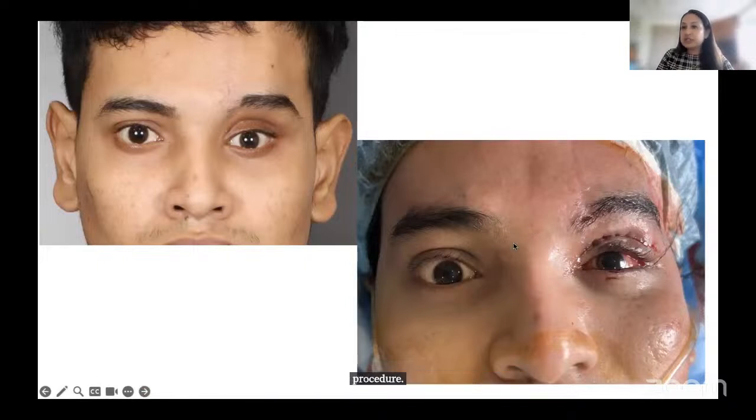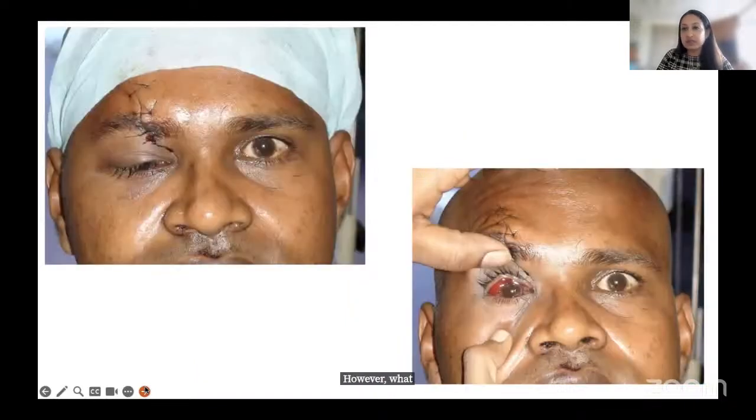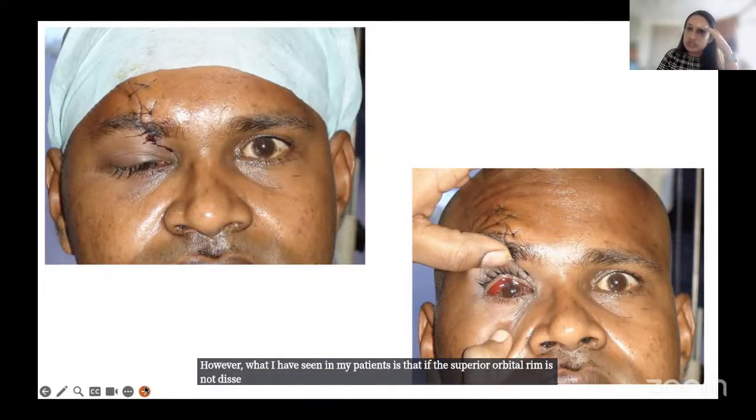Now these patients in the post-op period also, we use antimetabolites like 5-fluorouracil injections to prevent that cicatrix from forming in the superior orbital rim. However, what I have seen in my patients is that if the superior orbital rim is not dissected too much, you just fall short of the superior orbital rim, this kind of ptosis does not happen.